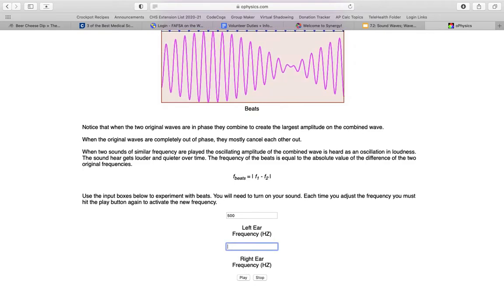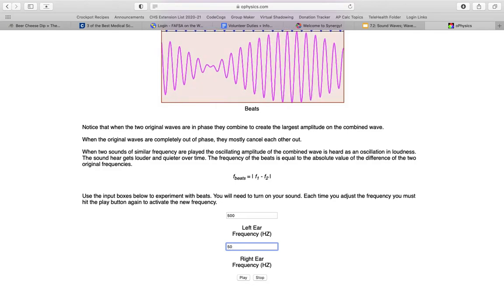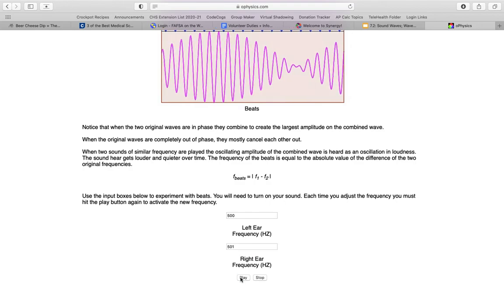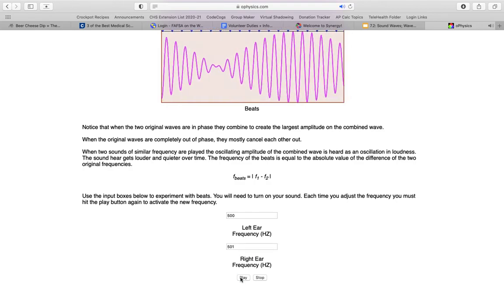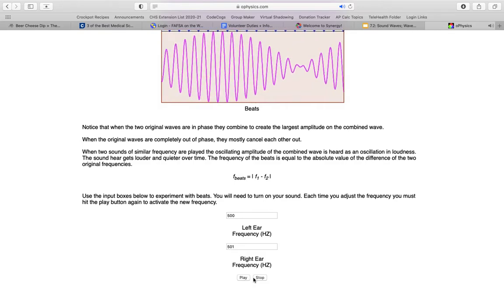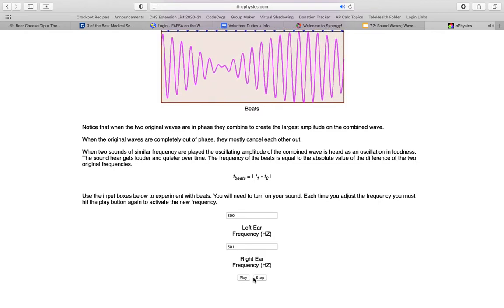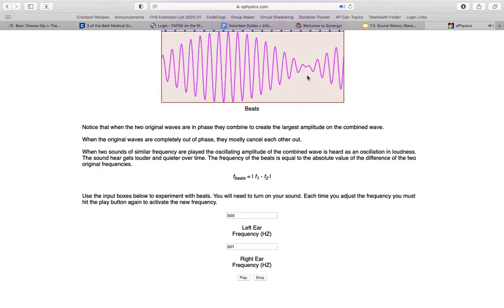So let's see how close we can get it. According to what we've been talking about, the closer our frequencies are together, the more drastic the interference should be. Yep, so you can hear that periodic loudness that's occurring. It goes from loud to quiet, repeating over and over and over again, just like we see in our diagram right here.